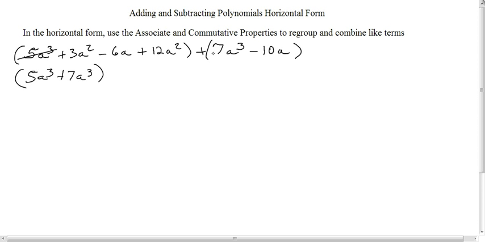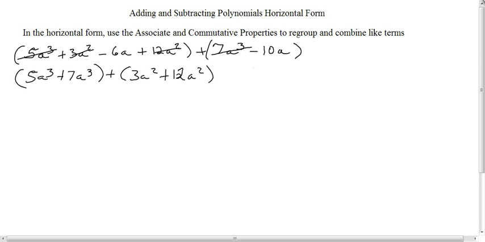Now, here's something that I always say. I like to make sure that I've used them and I'm not going to use them twice. So I'll just put a little line through them. Okay, so the next thing I want to look at is grouping my a squared. So let's go plus, put another grouping symbol, and I have 3a squared plus 12a squared.